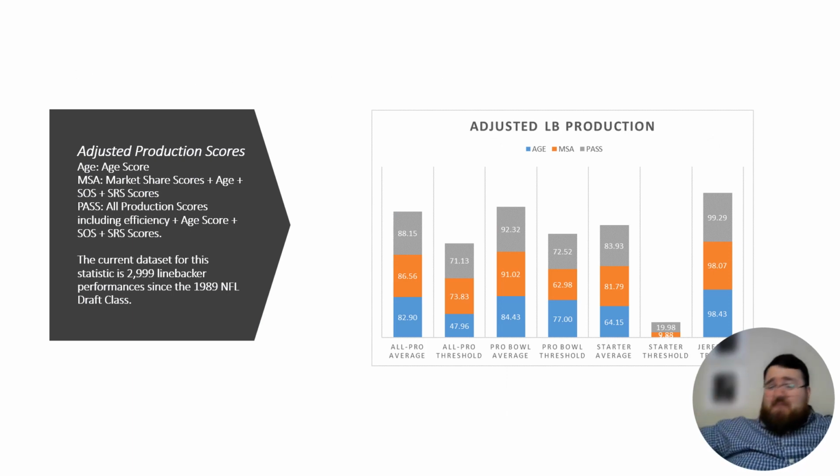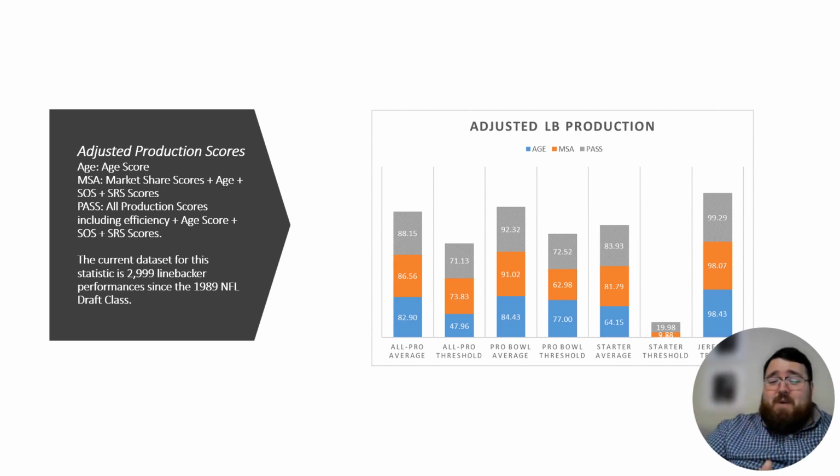I'm telling you, oh my gosh, guys, Jeremiah Trotter Jr. is incredible. Okay, in terms of his adjusted linebacker production, 99 percentile in terms of his pass score, 98 percentile in terms of his MSA score, and 98 percentile in terms of his A score. That is just fantastic. It's just so pretty. It's just so pretty, guys.